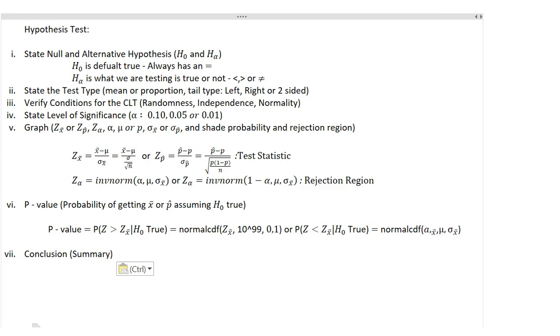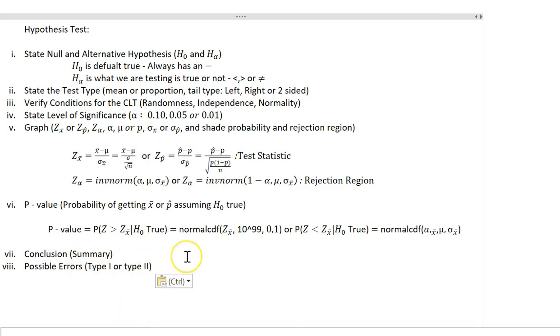We have one more thing to look out for, and that is possible errors. You have to remember, this is statistics.